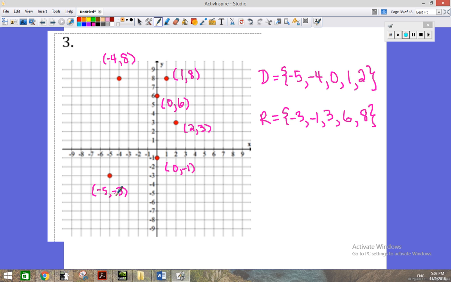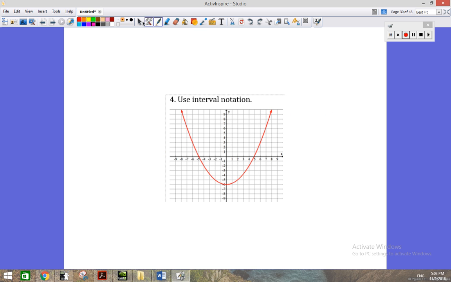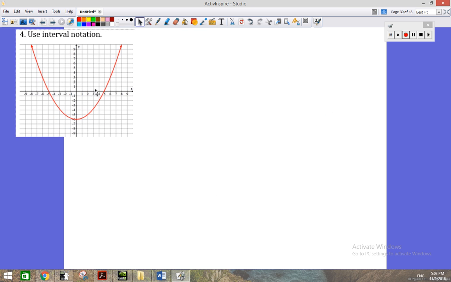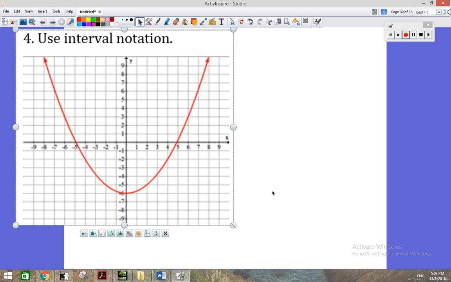A relation is a set of ordered pairs. Every graph is a set of ordered pairs. Even when they connect the dots, it's just infinitely many points. We won't be able to list them like this. So this graph is a relation, and I can describe the domain and range using interval notation or set builder notation. Here it's telling me to use interval notation.